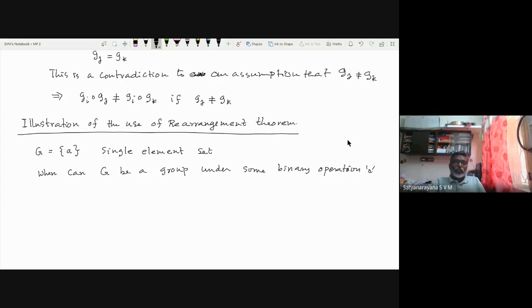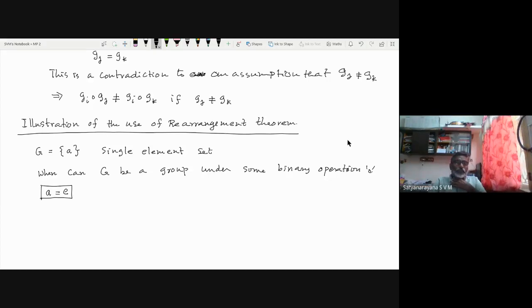There is only one element, so when you compose that element, it should be the same element, because otherwise closure will not be satisfied. Suppose I take A composed with A, then I should not get something outside of A. So A composed with A should be equal to A, right? So identity should exist. There is only one element, so that element has to be identity. So the condition is that A should be equal to E. This is the condition under which a singleton element can become a group.